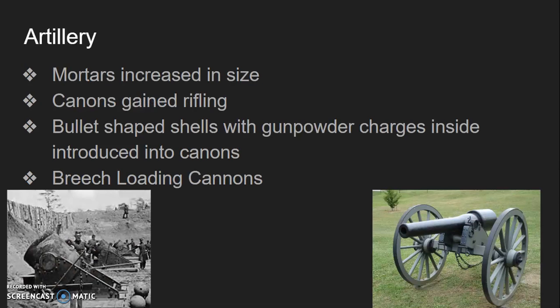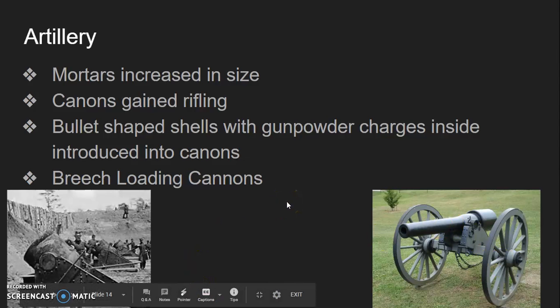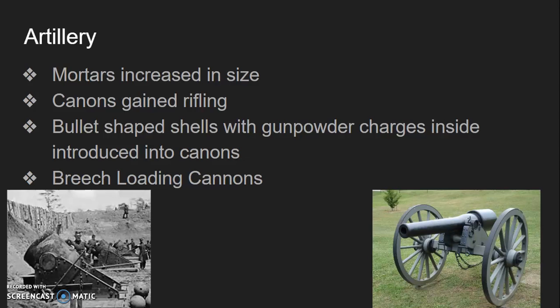Artillery. Mortars increased in size and became much bigger, as you can see from the illustration at the bottom of this page. Many cannons were equipped with rifling to make their bullet-shaped shells, which had gunpowder charges, more accurate. We also see some early versions of breech-loading cannons emerge, cannons that could be loaded from the back. This, of course, allowed artillerymen to not have to draw cannons back behind fortified lines when reloading, or to expose themselves to as much enemy fire when reloading the cannons.